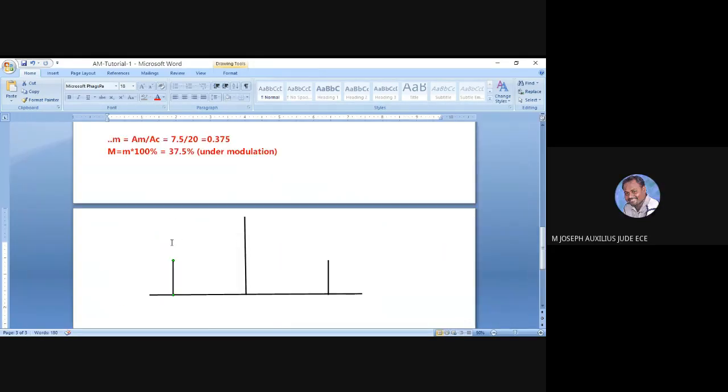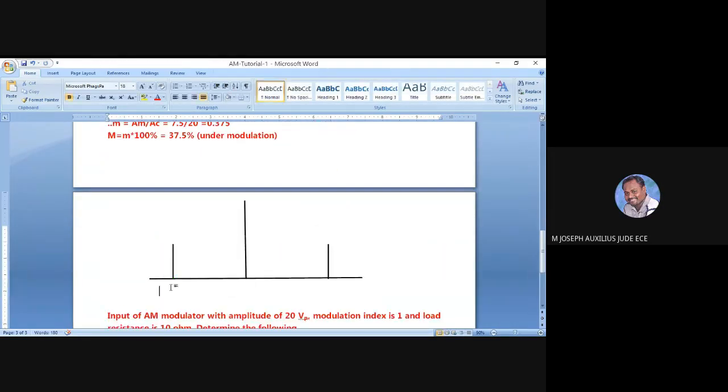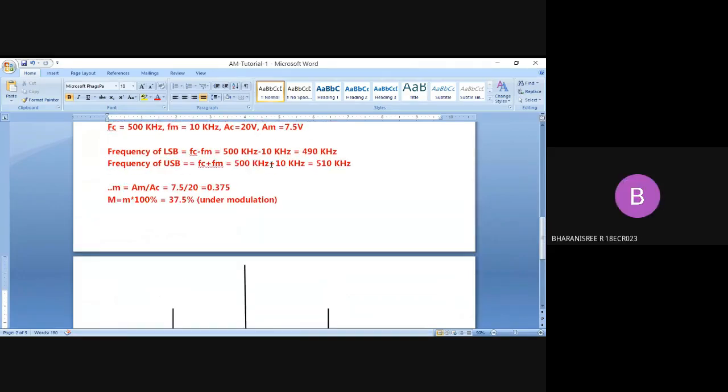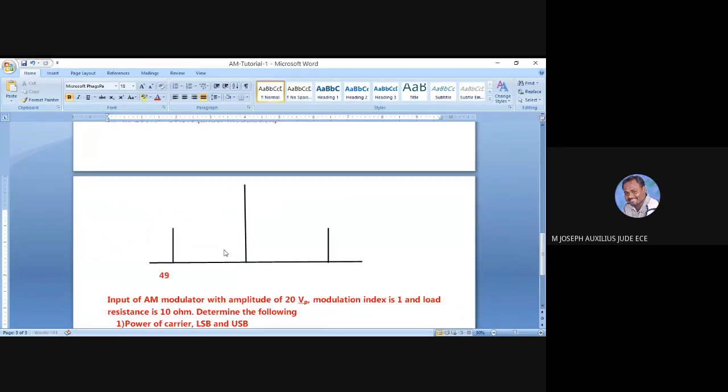Just now we solved lower sideband frequency, LSB frequency. FC minus FM, sir. Yeah, right. FC minus 490 kilohertz. So 490 kilohertz, because third, they have asked to sketch your voltage spectrum. What is upper sideband frequency? 510 kilohertz, sir. Very good.